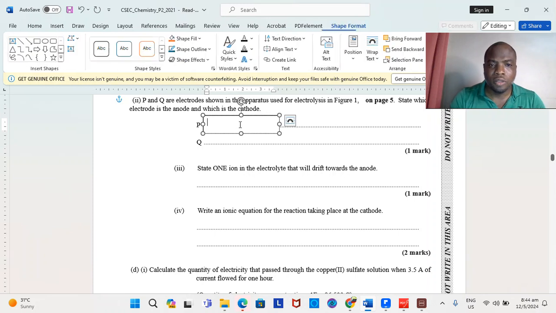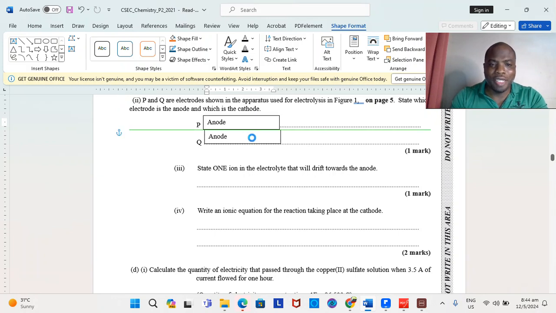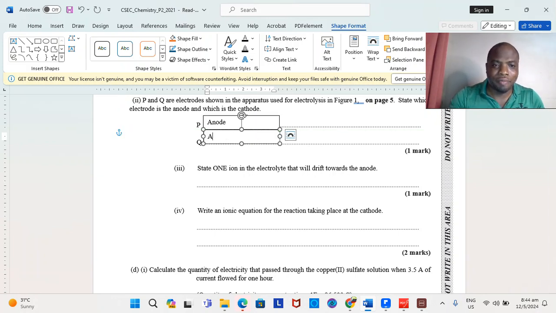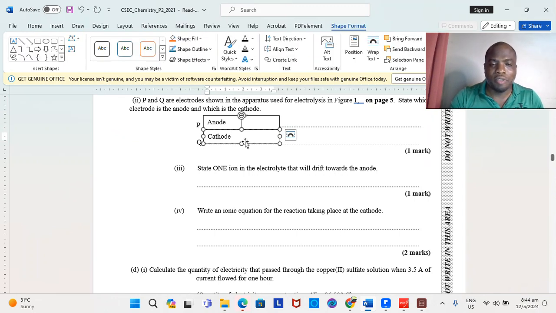So P, anode, and we said these electrodes are responsible for taking current in and out of the electrolyte. And we said Q is the cathode. We said that we can remember by looking at the name itself. So what the anode will do is to attract the anions, and the cathode, name again, what it will do is to attract the cations. And just let me indicate right here, this is negatively charged and this is positively charged.